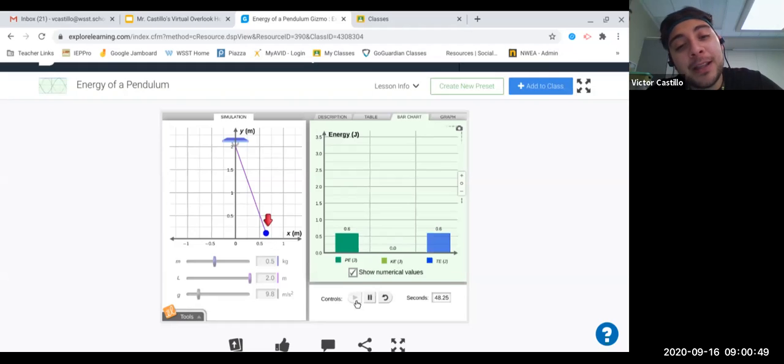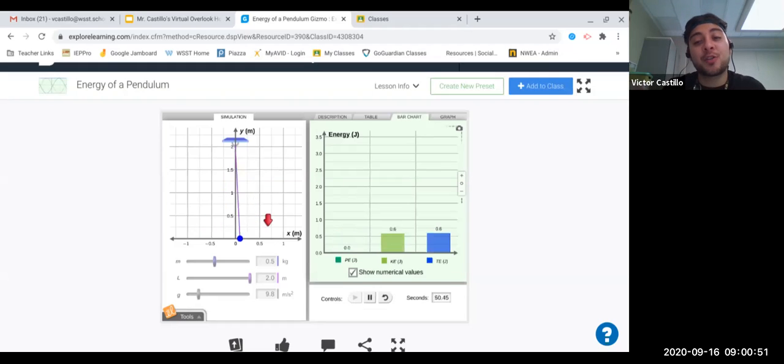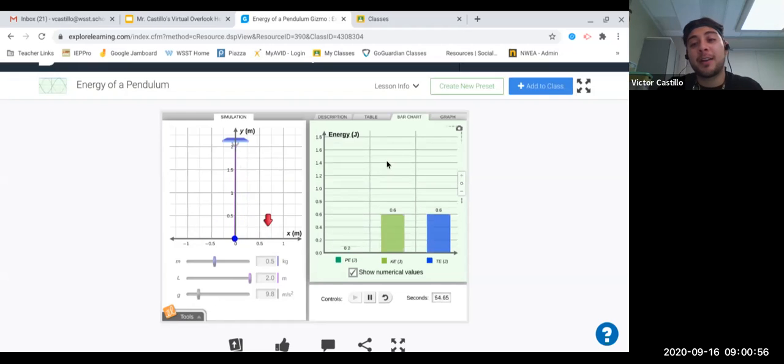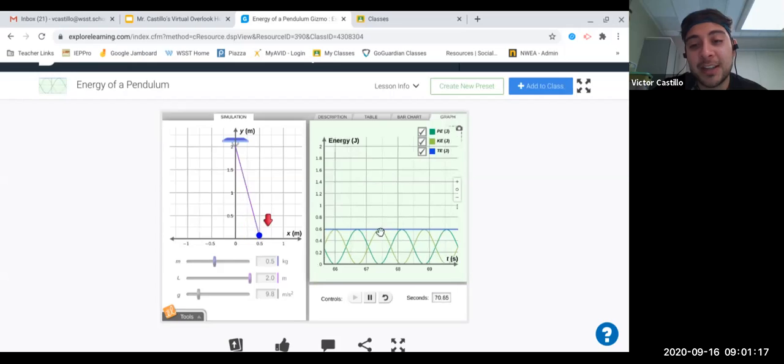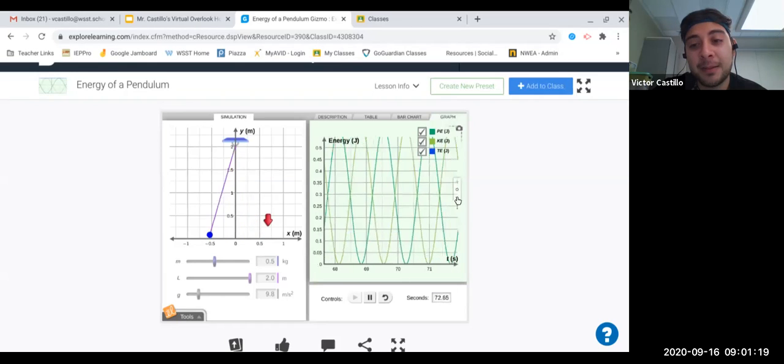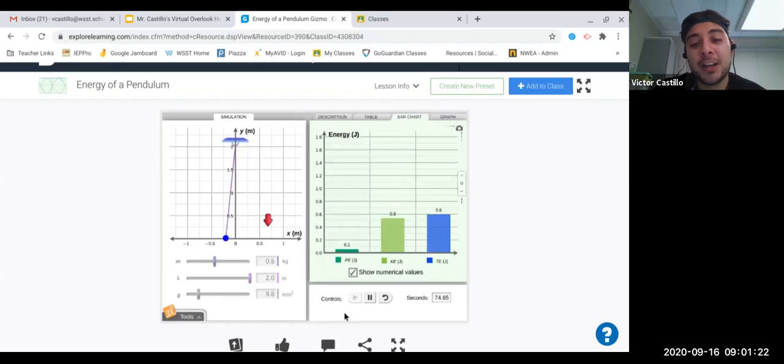Now, if we click play again, you can see that energy is being transferred, right? Back and forth. Let me make this a little bit bigger. It's being transferred back and forth. Why is total energy the same, though? Why is total energy not changing? So let's try answering that question. Why is the bar not changing? Why is the graph just the same, like a little straight line?